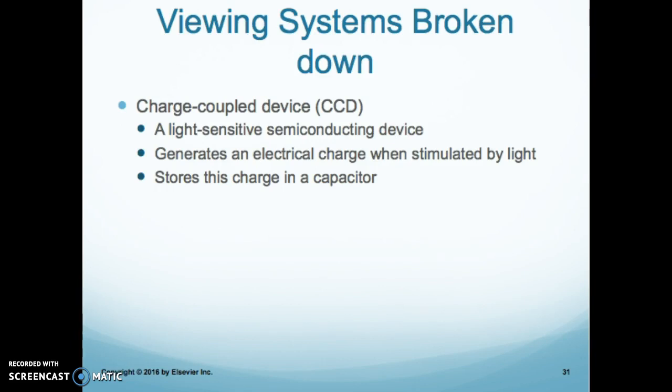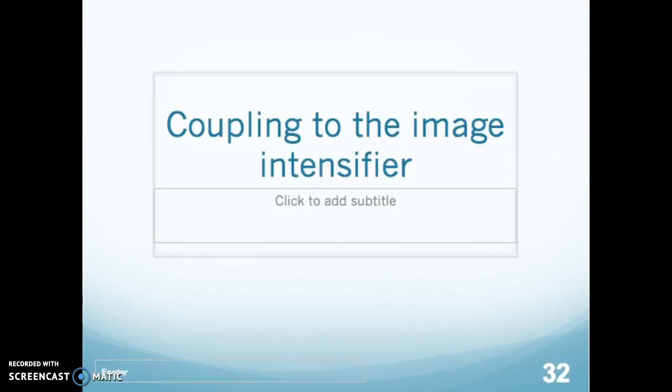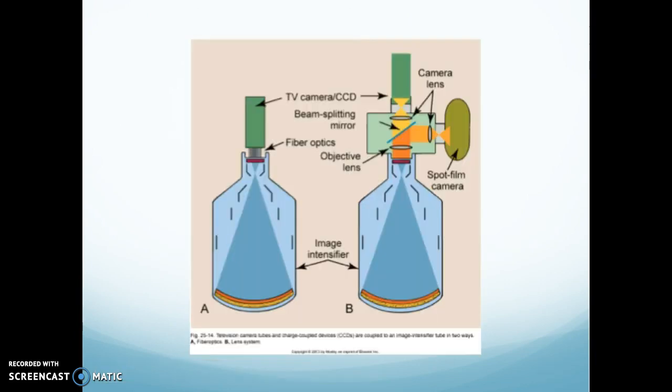So the charge coupled device is a light sensitive semiconducting device, generates an electronic charge when stimulated by light, and stores this charge in a capacitor. Coupling to the image intensifier. So we have here our normal image intensifier, and then this is where we're at here. So there's lenses, and then we have the CCD, we have a spot film device over here. So with the lenses, it diverts the partial image over to a spot film.